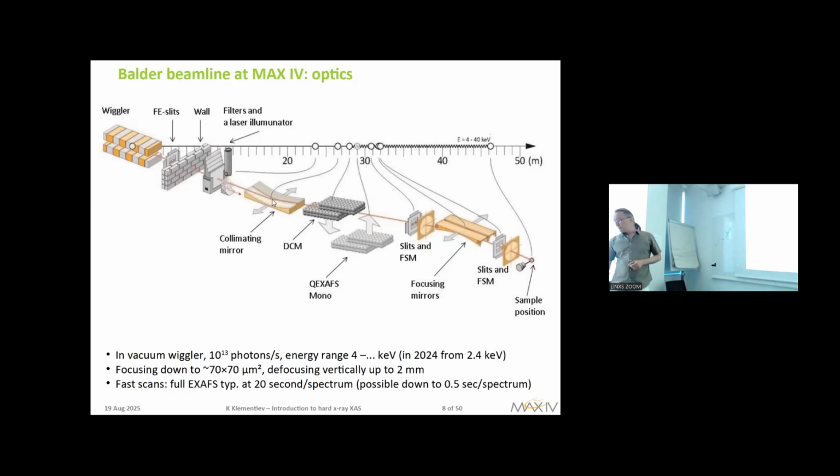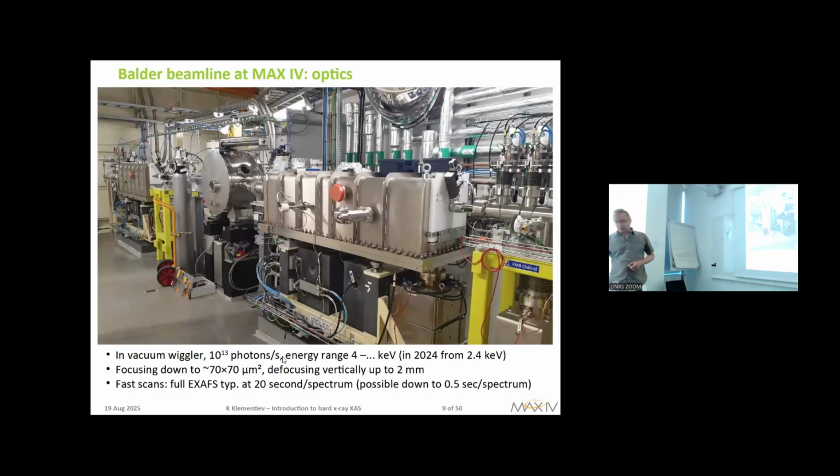Then with the collimating mirror, we make the beam parallel. We send it to the double crystal monochromator, these two crystals that select a single wavelength out of this broad spectrum X-ray band. And then with a toroidal mirror, we focalize it down to roughly 100 by 70 microns. We get roughly 10 to the 13 photons per second in the wide energy range. Well, at the end of this range, it is a bit less.